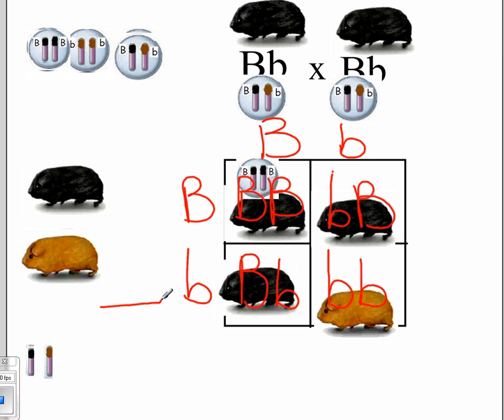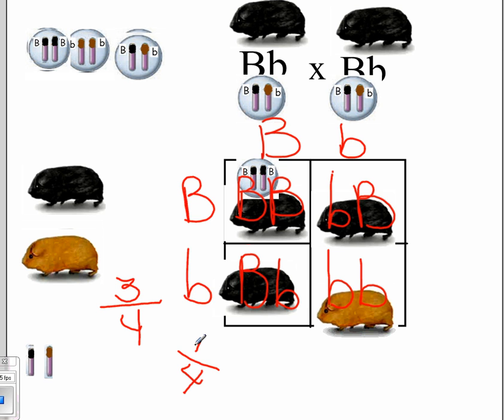There are a total of 4 possibilities. What is the possibility for our phenotype to be black? 3 out of 4. There's a possibility of 3 out of 4 that we're going to have black ones for phenotype. What's the possibility that we're going to have a brown one? 1 out of 4 every single time, right?